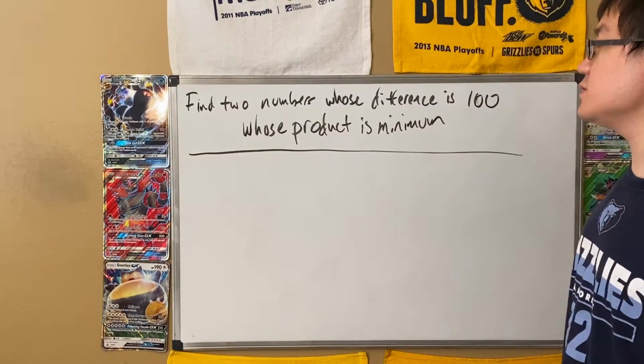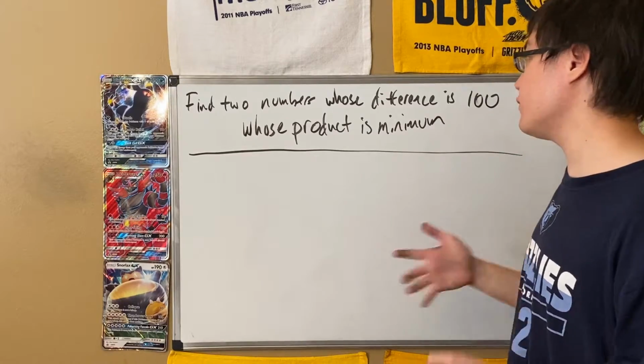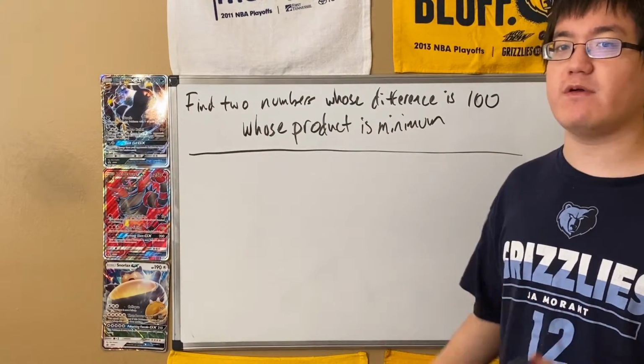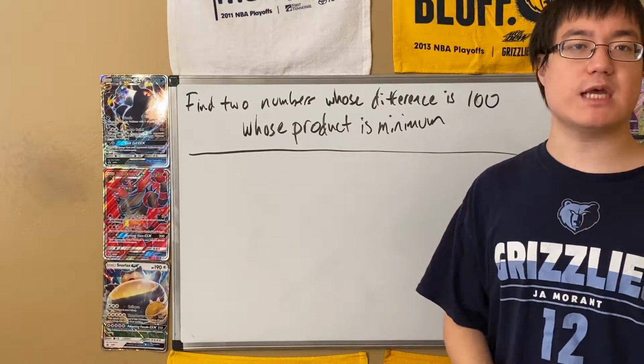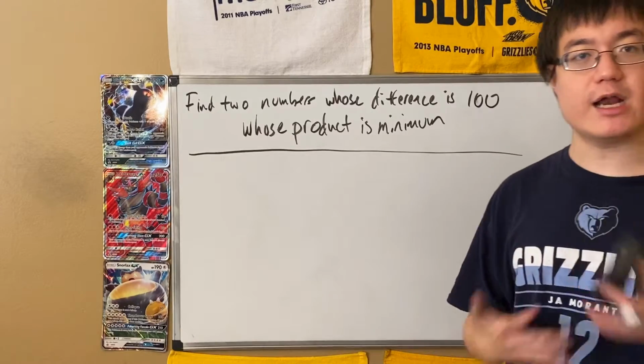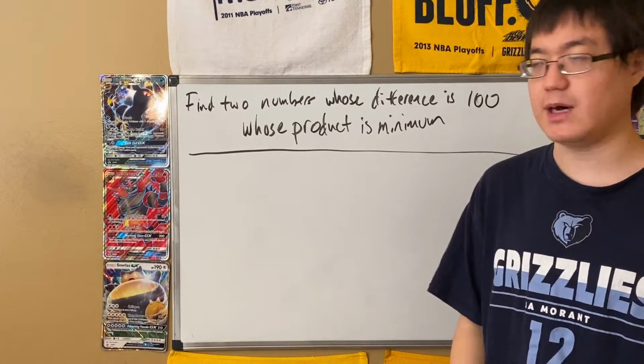So basically, we have two numbers whose difference is 100. So there are a lot of pairs of numbers. For example, 150 minus 50, that's 100. But so is 110 minus 10, that's also 100. So there are a lot of possibilities. There's actually an infinite number of possibilities.